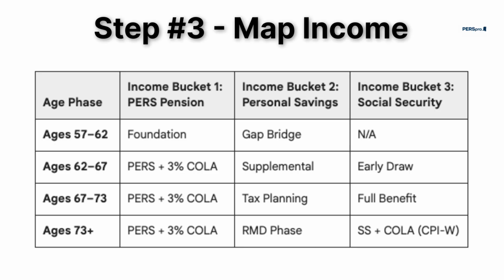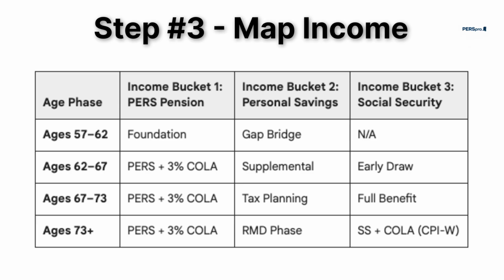This is the milestone where the IRS requires you to start taking required minimum distributions, or RMDs, from your tax-deferred accounts like your 457B, 403B, IRA, or 401k. Even if you don't need the extra cash, the government mandates these withdrawals, which are taxed as ordinary income.